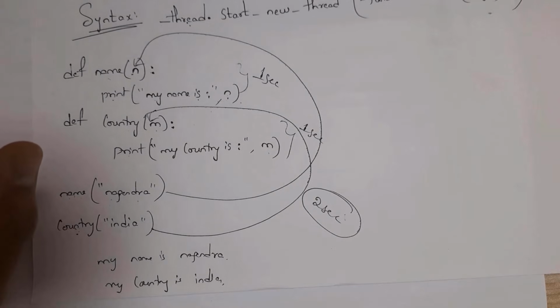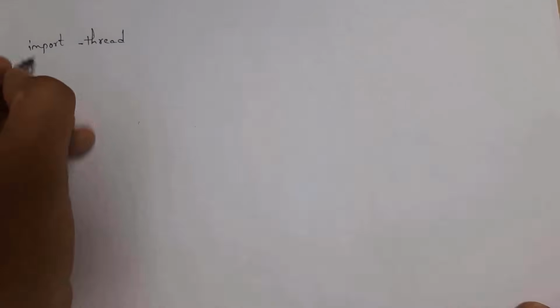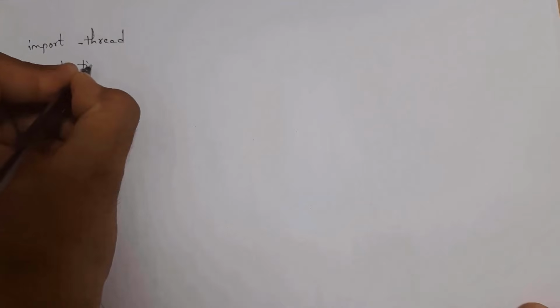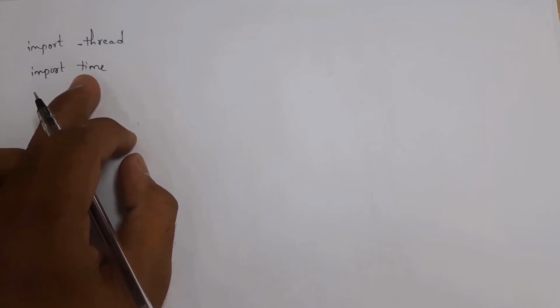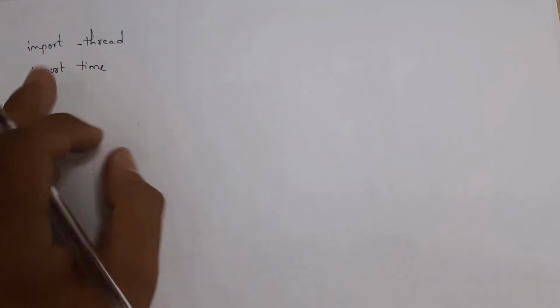I will write same program by using _thread module. In order to import thread module, at first you need to write _thread. By using import keyword, you can import any module. I want to import thread module. So just write here import _thread. I want to identify time taken to execute two functions. So you need to import time module. So just write here import time. I am taking time module because I want to identify time taken to execute two functions.